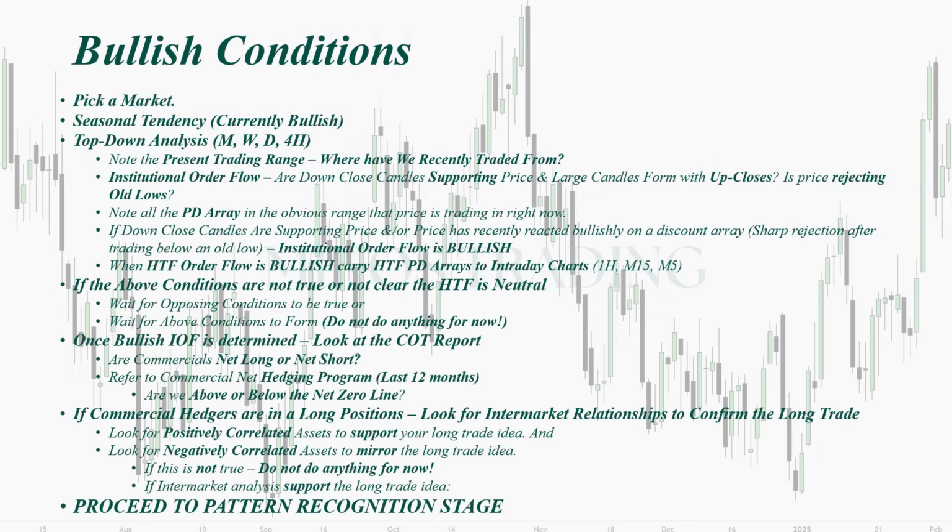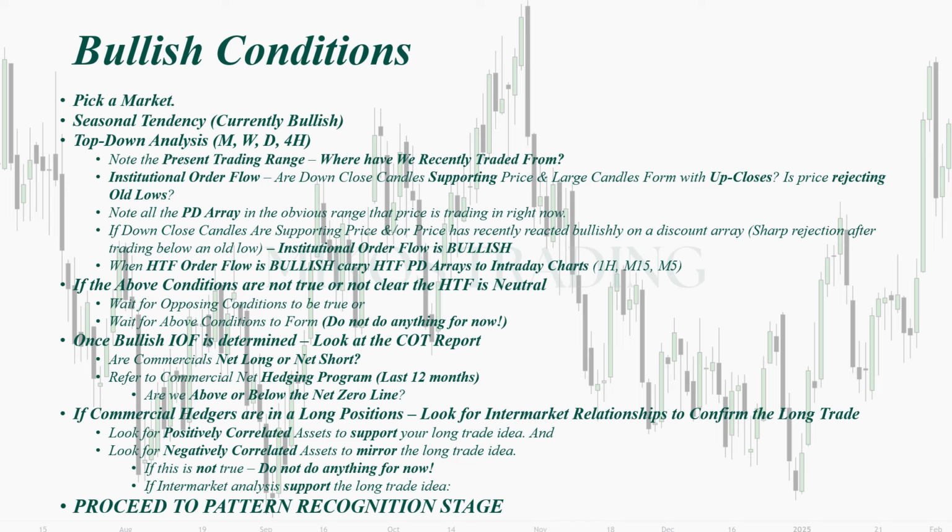Here is my step-by-step process of determining higher time frame directional bias, or in other words, where is the market likely to trade to next, or where is the market likely drawing to. I start with picking a market that I'm looking to trade. After that, I determine if the market's seasonal tendency is currently bullish. If there is in fact a bullish seasonal tendency currently present, I proceed to the top-down analysis. I start my top-down analysis on the monthly chart, and then I repeat the process on the weekly, daily, and 4-hour chart. These are my higher time frame charts.